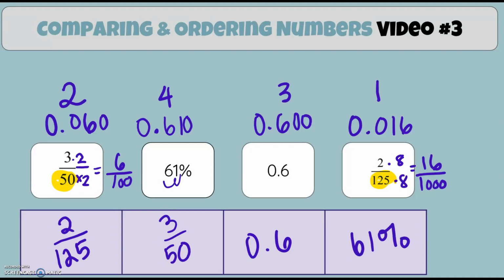61%. So you can always resort to just changing immediately to decimals. Again, sometimes you may have to use long division to do that. But if you notice that you have a fraction that you are able to change to one of the place values, my suggestion would be to do that first so you can avoid long division.